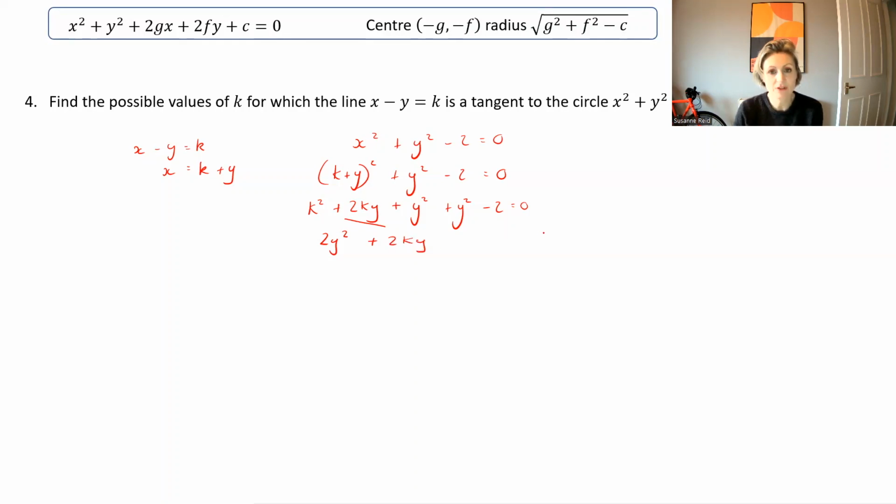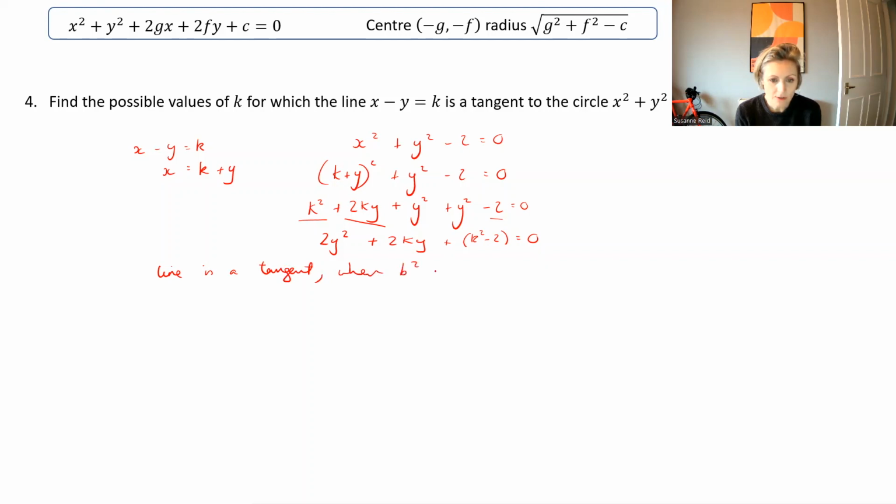And then everything else is the c, the number at the end. So we've got this k squared and this minus 2. Now I'm going to put it in brackets just because I know I'm going to be using that c value later on, okay? So I'm going to call it k squared minus 2, and I'm going to keep that as my separate c.